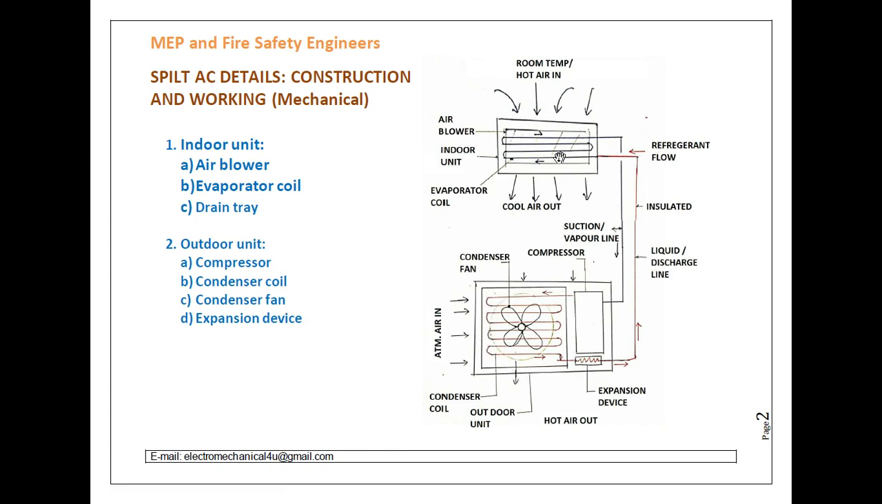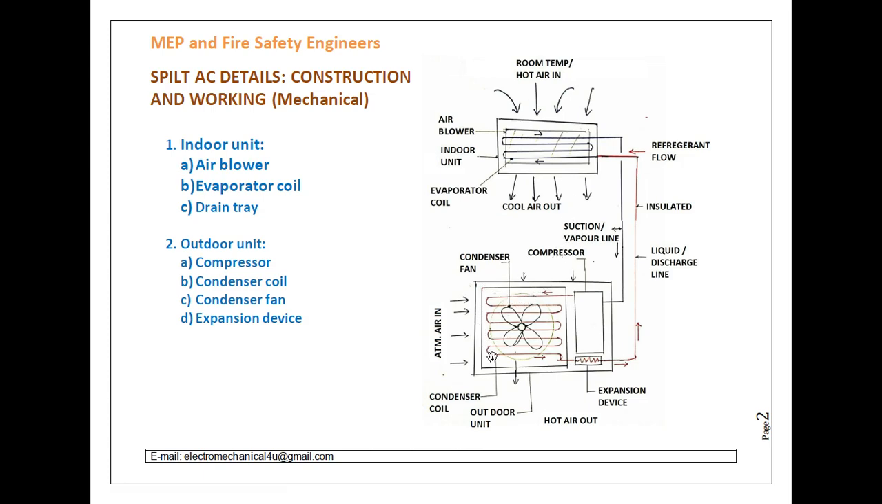The indoor unit has basically three components, that is the air blower, the evaporator coil, and third is the drain tray. Whatever moisture gets collected will be collected into the drain tray and directed towards the outside of the room.